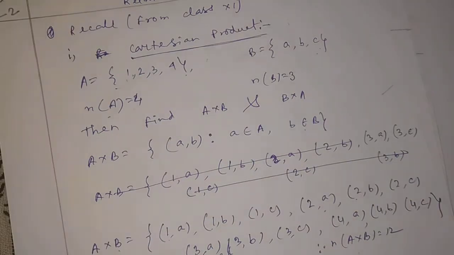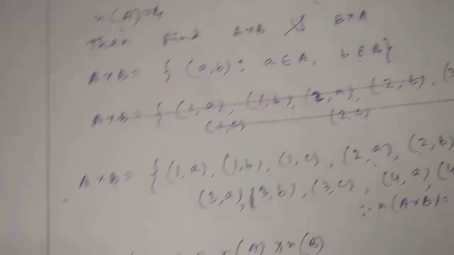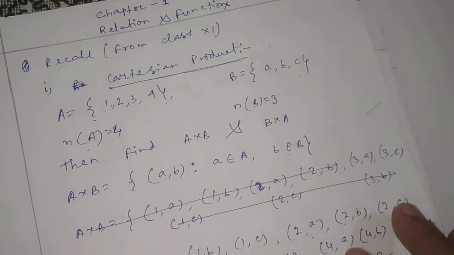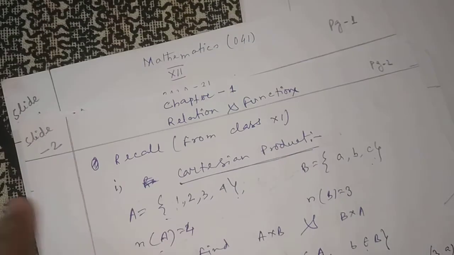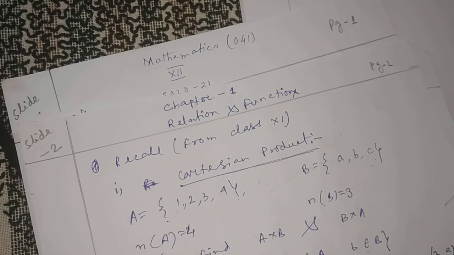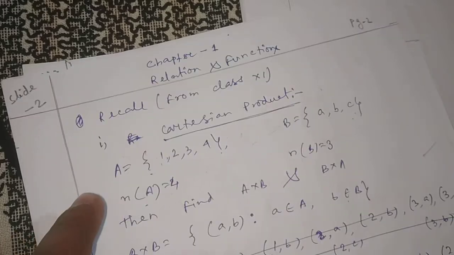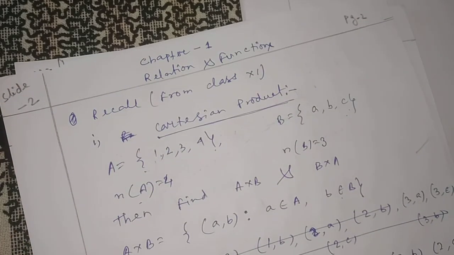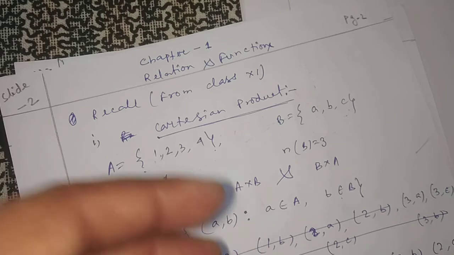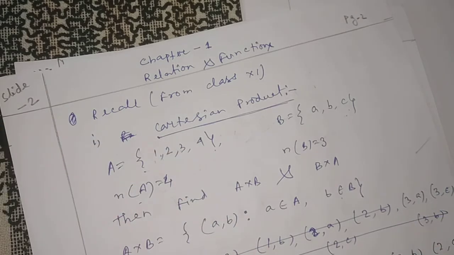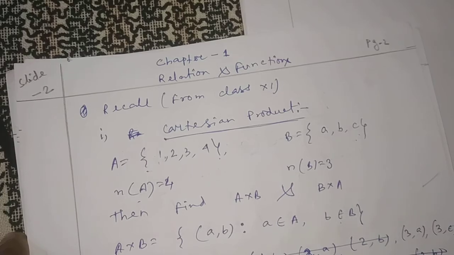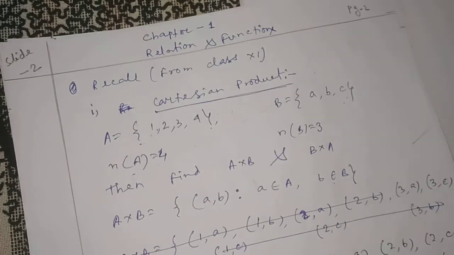Now let us come to the very important and first chapter of class 12 to start, namely relation and function. But before starting it, we need some basic concepts from class 11 that we learned in class 11. Otherwise nothing will be understood. If we start directly, nothing will be understood. So let us recall some concepts from class 11. First, let us recall the Cartesian product from class 11.